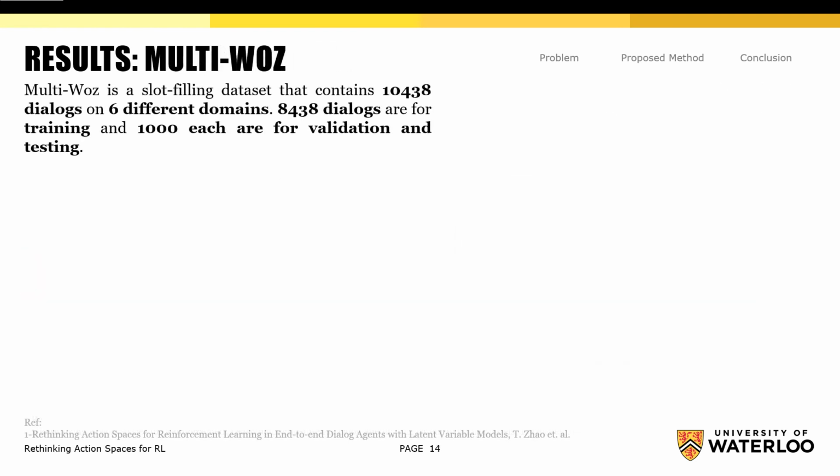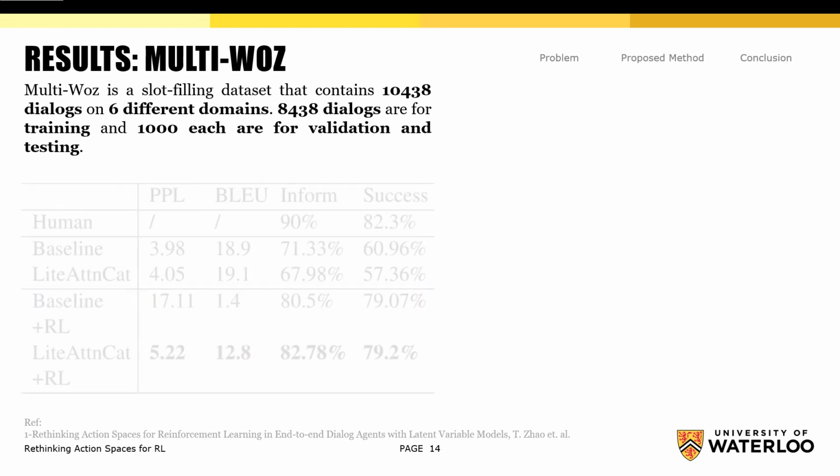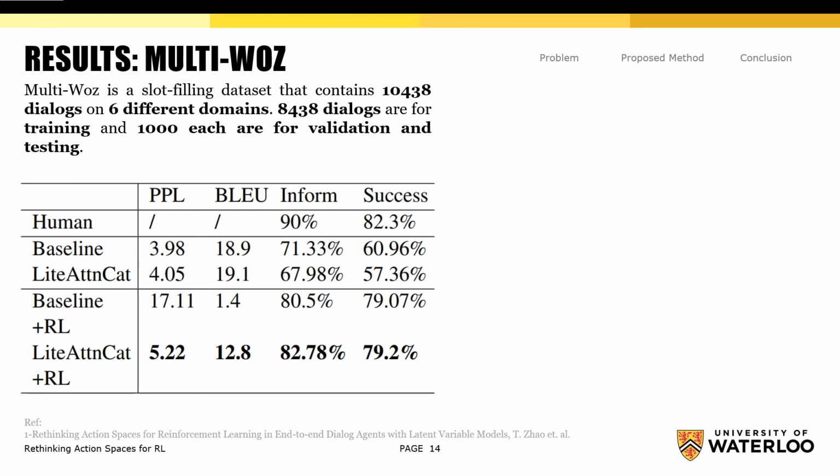In another experiment, they used another dataset called MULTI-WOZ, which contains 10,000 dialogues on 6 different domains. Around 8,000 dialogues are for training and 1,000 are for validation and for testing. They show that the human is the best one, achieving around 90% inform rate, and the success rate of the human is around 82%. As you can see here, their best model, the light attention categorical model, almost always outperforms all the baselines, and its performance is very close to the human level on this very challenging dataset. The result is very promising.